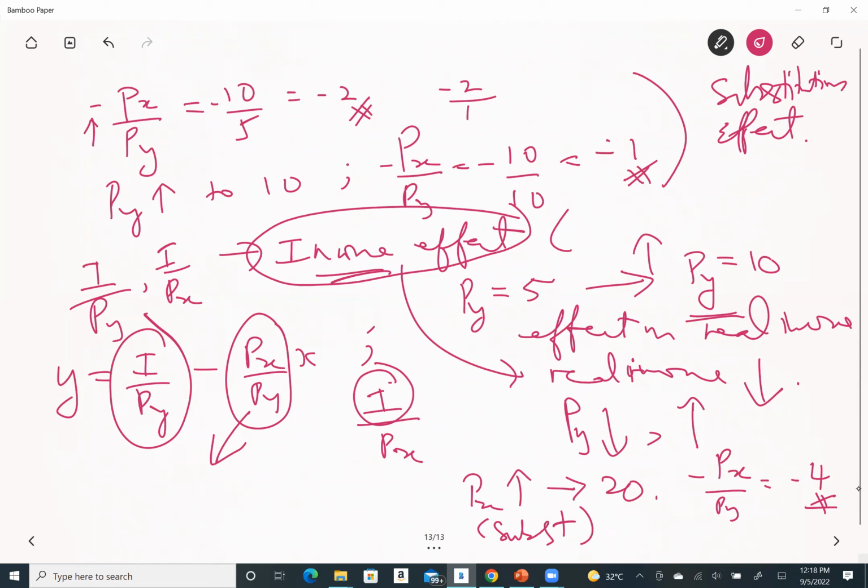The way to look at it is by looking at the price ratio. So there are 2 effects. There are 2 effects of a price increase, or a price decrease. You have these 2 effects. So that is basically on the budget line.